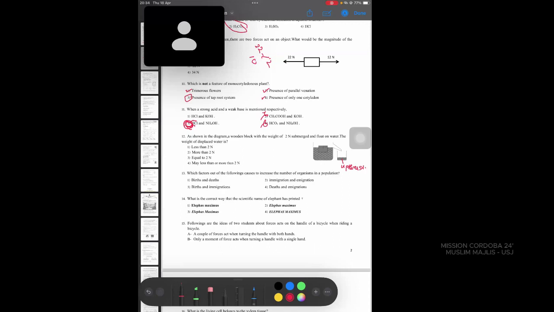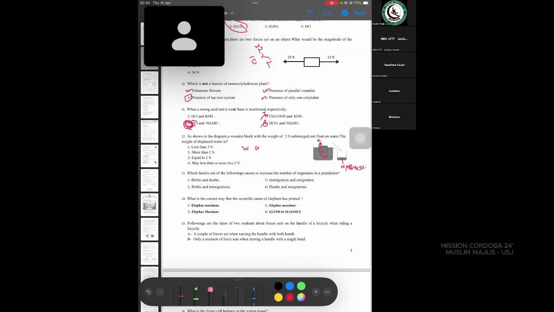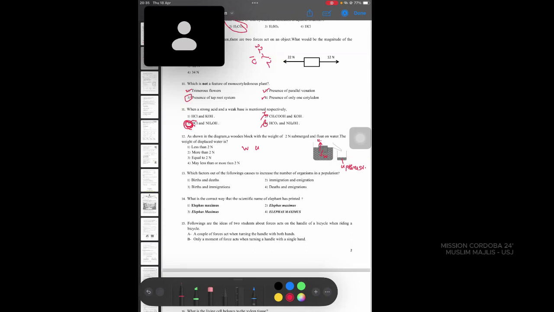Now consider the block. Downwards we have weight, upwards we have upthrust. What can you say about weight and upthrust? Are they equal or not equal? They are equal. Why are they equal? Because it's floating. Excellent. Upthrust is also the weight of displaced water. So if you can find upthrust, it's okay. What's the weight of this object? 2 newtons. So this is equal to 2. So these are small logics.